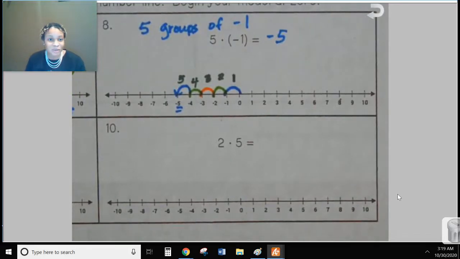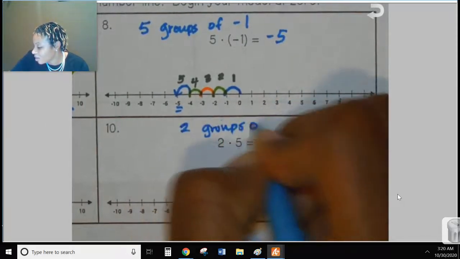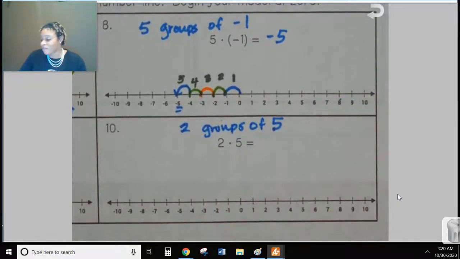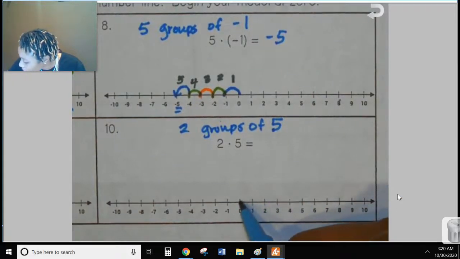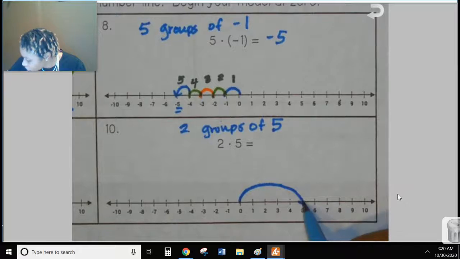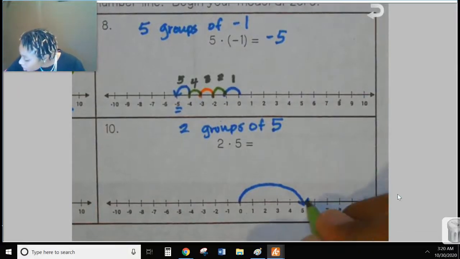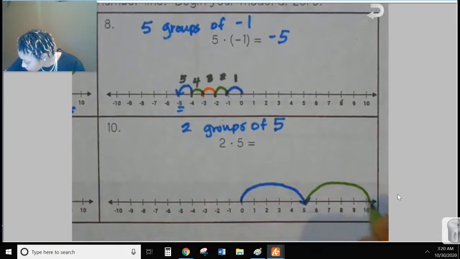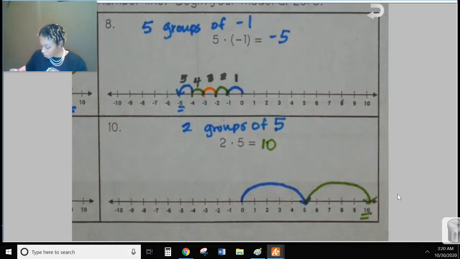What is this one? Yes, it is 2 groups of 5. And both of these are positive, so I'm going in the positive direction. I'm going to start at 0, and then I'm going to make my first jump all the way to 5. Jump 1, group 1. And then my second jump is going to be another group of 5, which is going to land me on positive 10. Okay? So there are my 2 jumps.